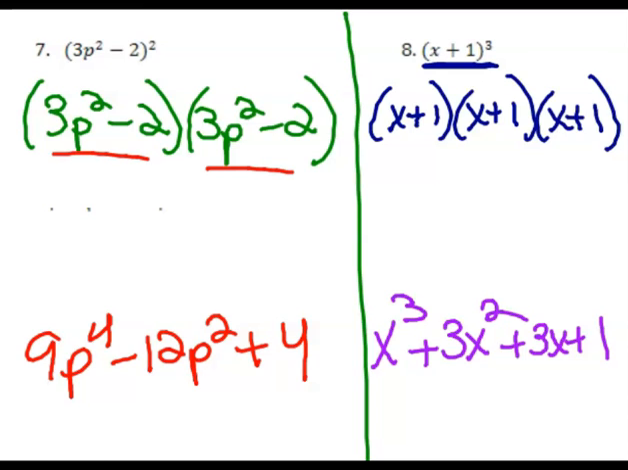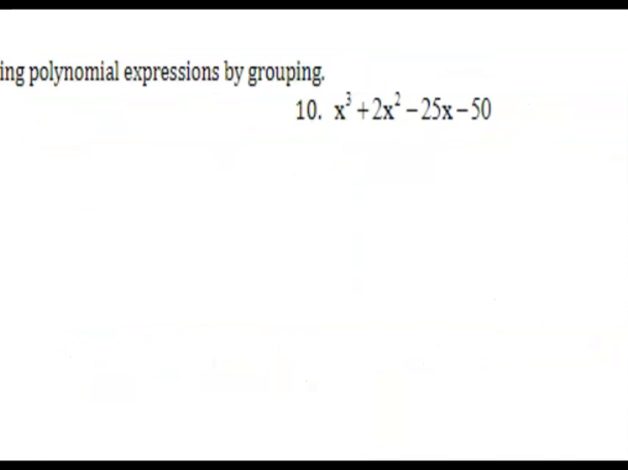All right, Rockstar, so these should be your answers. 9p to the 4th minus 12p squared plus 4, and then x to the 3rd plus 3x squared plus 3x plus 1. So those should be your answers for number 7 and number 8. Please show your work, show the steps, ask questions if you need to. All right, moving right along.